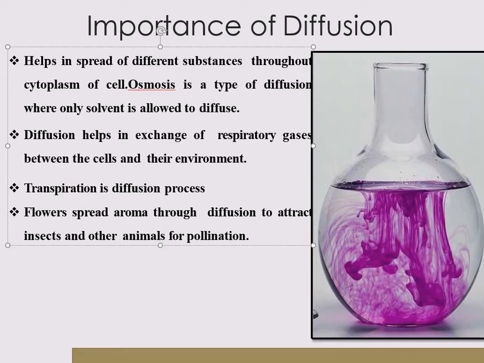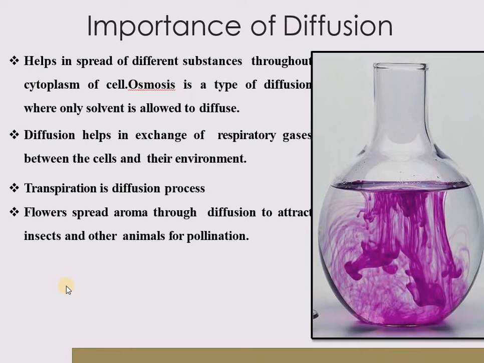In this slide we talk about the importance of diffusion. So what is the importance of diffusion? We need to know. It helps in the spread of different substances throughout the cytoplasm of the cell. With the help of diffusion, the different substances spread all throughout the cytoplasm. And the next topic we are going to take up is osmosis.